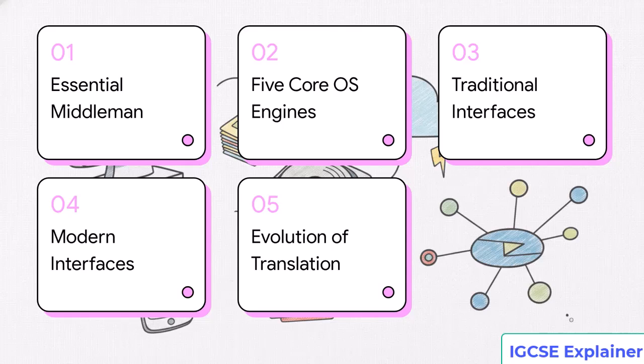All right, so here's our roadmap for today. We'll start with 1, the essential middleman. Then 2, 5 core OS engines. Moving into 3, traditional interfaces, and 4, modern interfaces. Before wrapping it all up with 5, the evolution of translation. Let's get right into it.